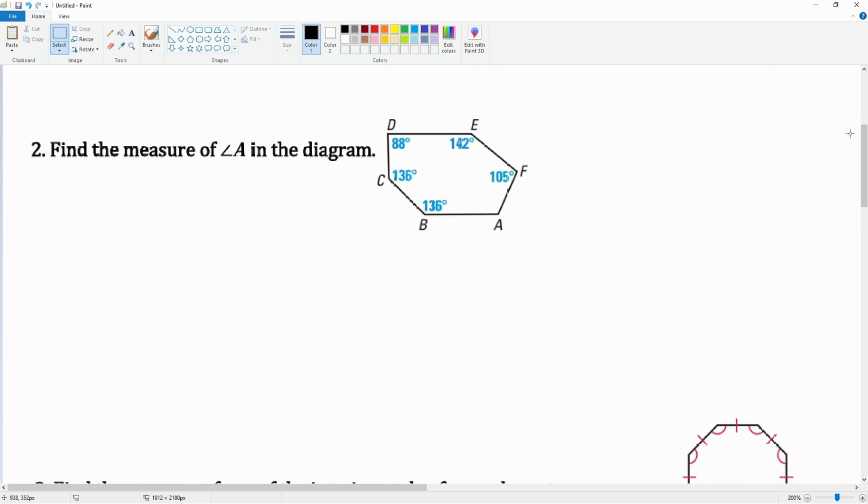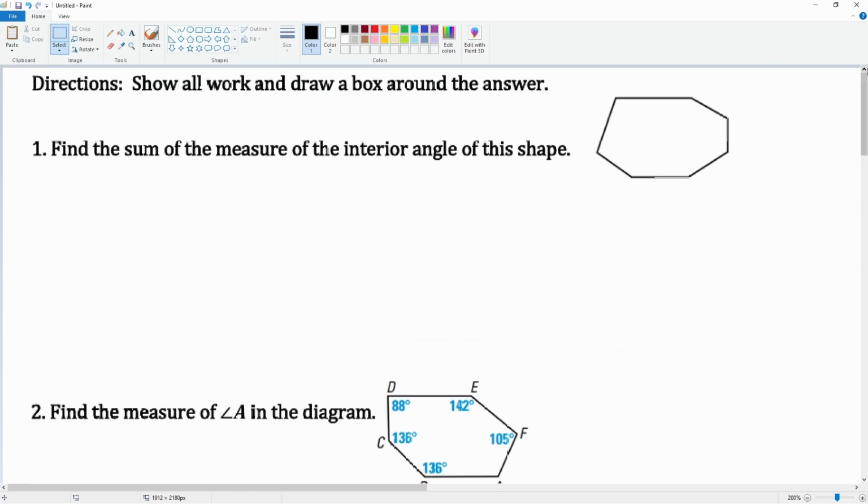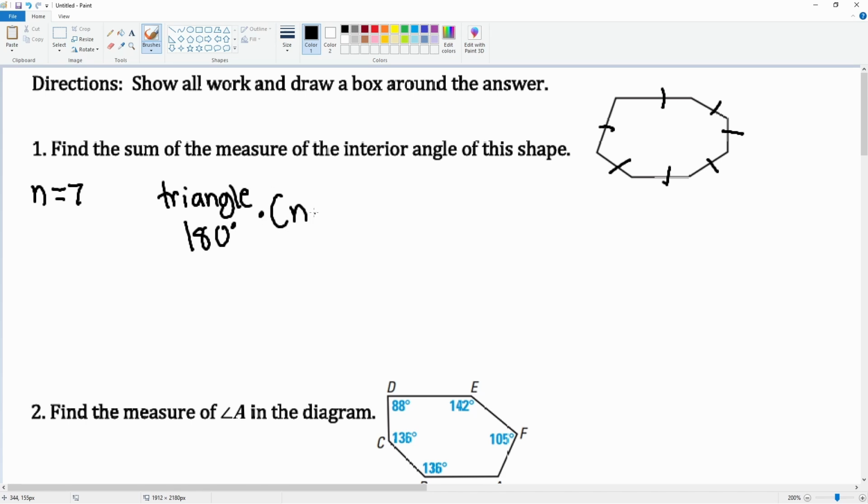Okay, so the first one, you are asked to find the sum of the measurements of the interior angles of this shape. We can just look at the number of sides: 1, 2, 3, 4, 5, 6, 7. So n is equal to 7. We can essentially break this up into triangles. A triangle is 180 degrees, and we multiply that by n minus 2.